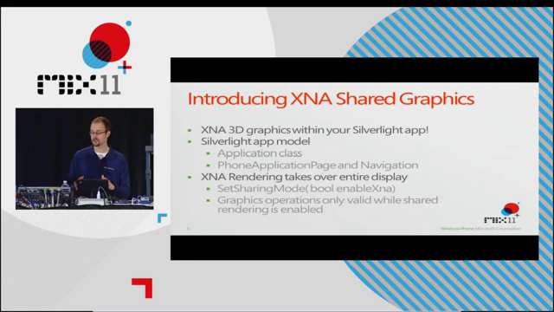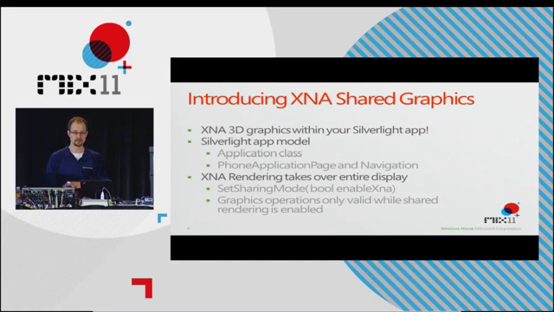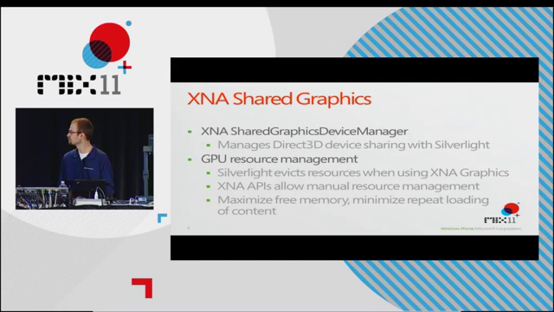Now, one restriction that I want to call out there is you can only use XNA graphics APIs when this sharing mode is enabled. So if you try to do those when you haven't turned on this XNA rendering mode, you will get some exceptions and things like that. So how do we expose this? The Silverlight model obviously didn't have anything like XNA before.